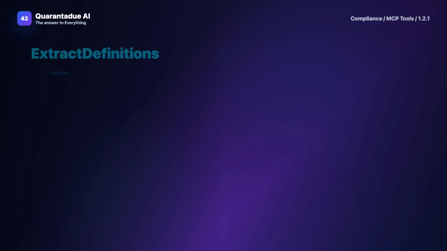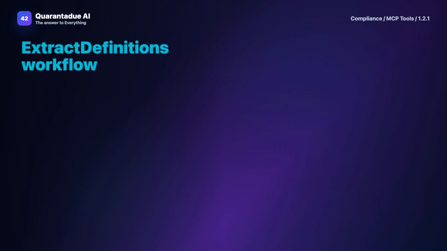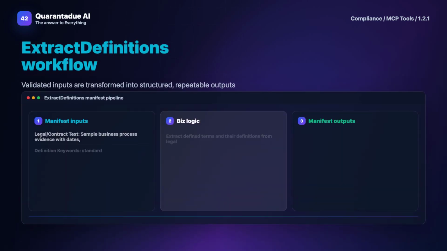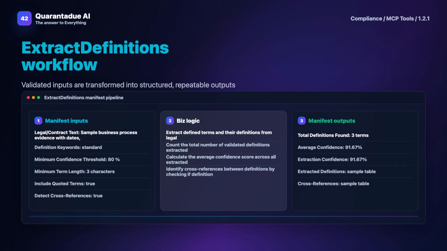The workflow then applies extract defined terms and their definitions from legal text by identifying definition patterns, validating term format and length, and calculating confidence scores based on pattern strength, term format, and definition completeness. Count the total number of validated definitions extracted that meet or exceed the confidence threshold.